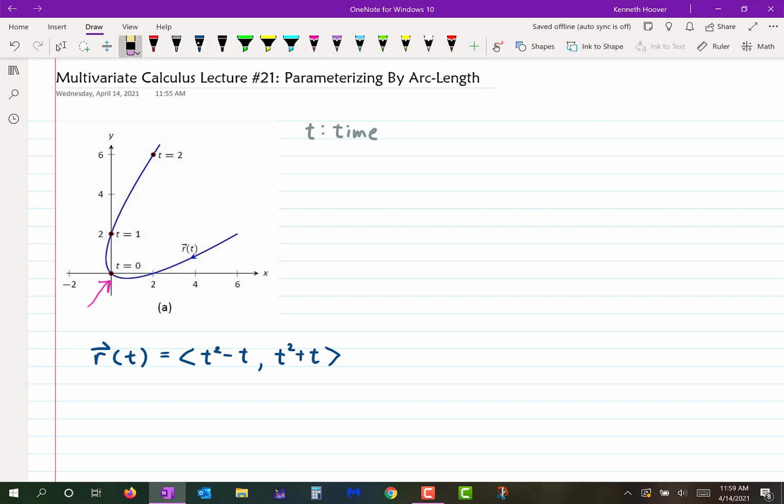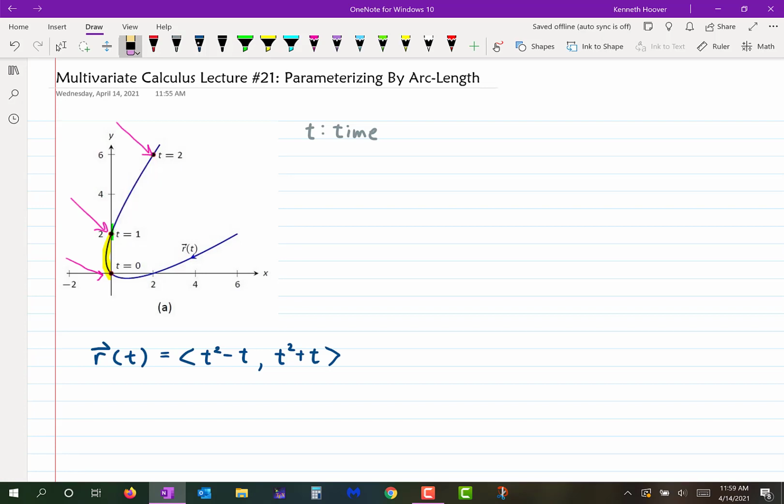Then you could ask, where will we be in 1 hour? You'll be right there. Where will we be in 2 hours? You would be right here. Notice the distance we walk in the first hour and compare that to the distance we walk in the second hour. In the second hour we walk a lot further. Maybe the first hour is uphill and the second hour is downhill, or maybe we just speed up.